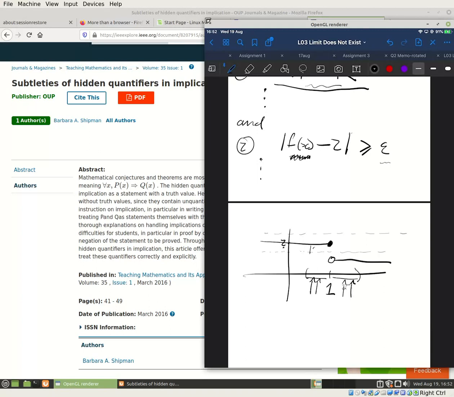So if this is epsilon, then you immediately see where you should choose your x, because if you choose your x over here, if this epsilon is like so, then the distance of the function value here, which is equal to 1, is further than 2 over there. So this distance is bigger than the epsilon distance there.